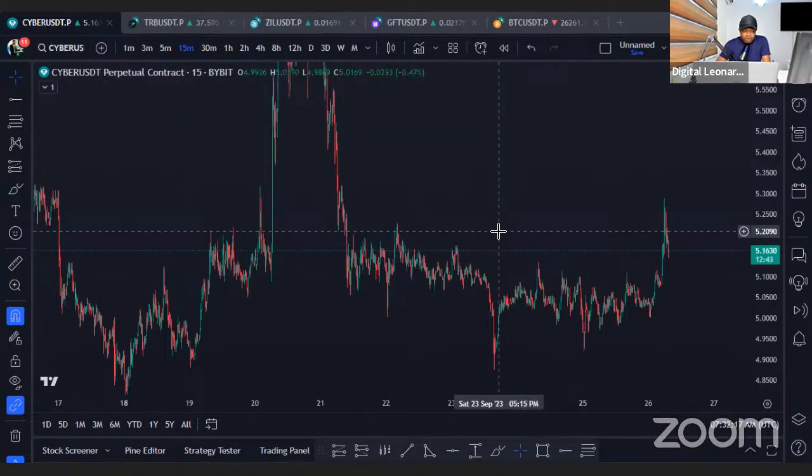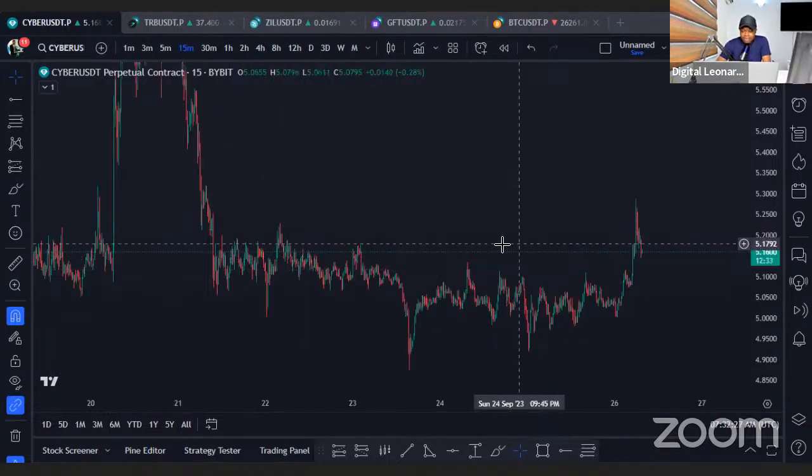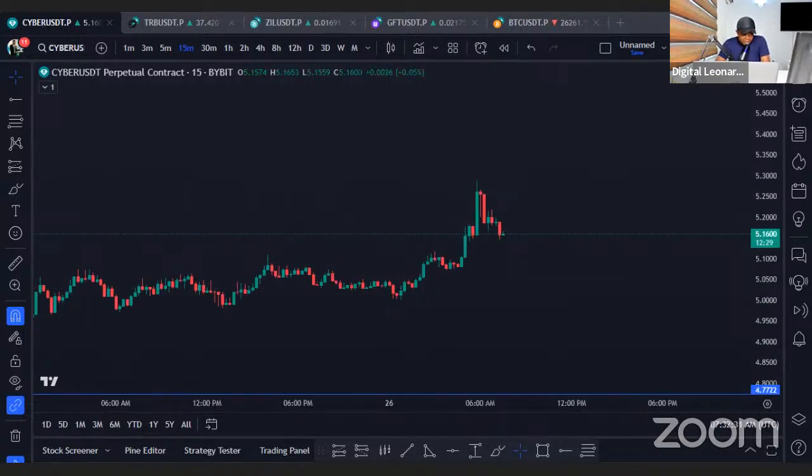Just take profit. You can close partial of the position and then move your stop loss to the entry, so that in case it goes against you, you'll be breaking even and you will not get stopped. Okay, guys, so that is it for cyber.